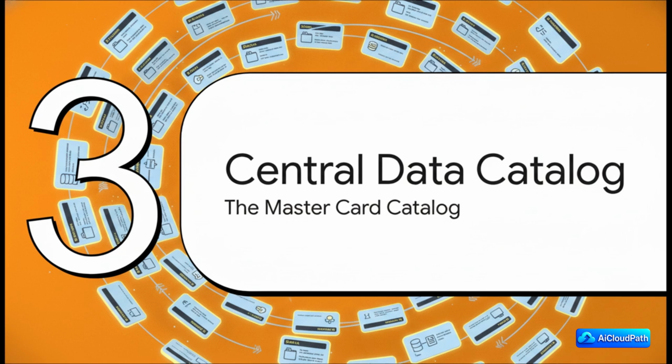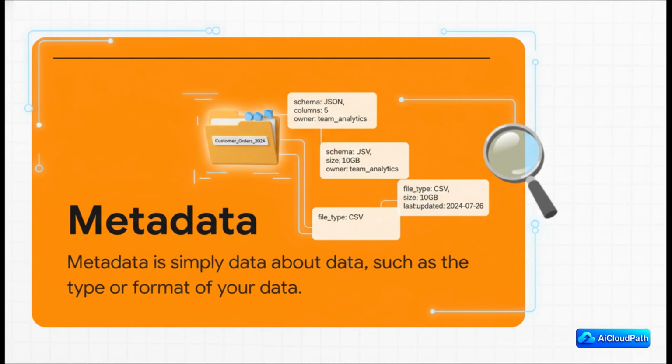Now, what's really cool is what happens with all that information the crawler finds. All of its discoveries are used to build the AWS Glue Data Catalog. You can think of this as the master card catalog for every single piece of data you own. And what this catalog stores is something called metadata. It's a really simple concept, but it's incredibly powerful. It's not the data itself, it's just data about your data. Kind of like the label on a file folder, right? It tells you what's inside without you ever having to open it up.